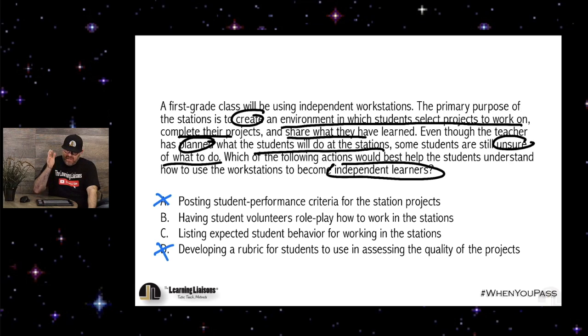So we're talking about kids who want to be independent learners. They're unsure what to do. We need to make sure that they understand what's going on. So do you think that listing expected student behavior, like listing the rules of what to do, is going to help someone understand? No. Let's take a step back to the whole research-based aspect of this exam. Any type of learning, whether it's procedures or academics or anything, we all know based on research that peer interactions are the best. This all goes back to Lev Vygotsky and the zone of proximal development.